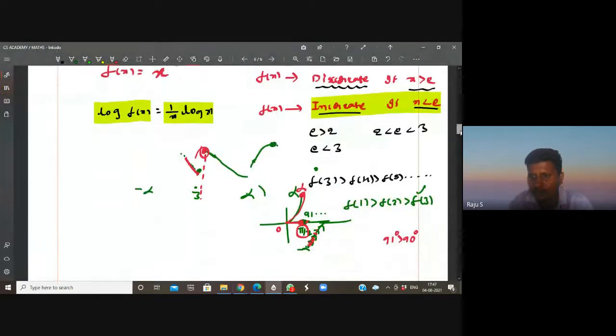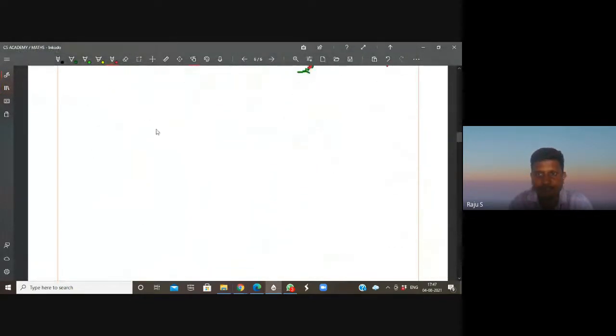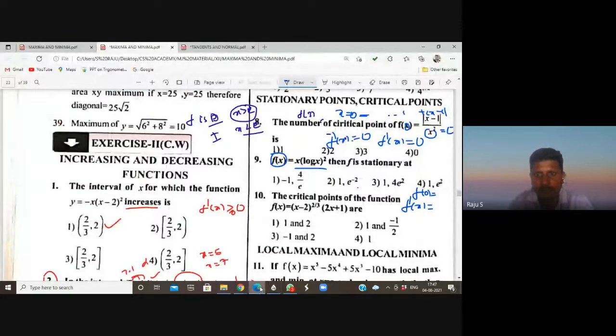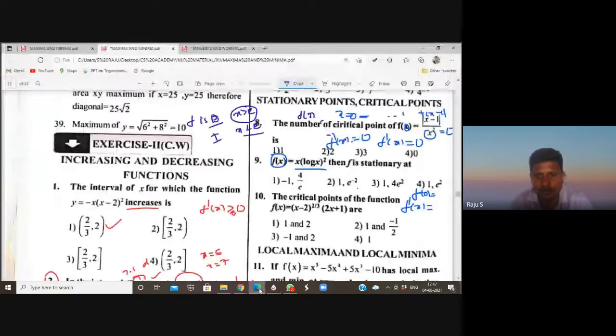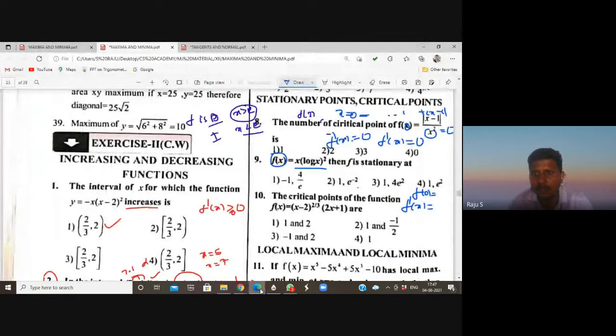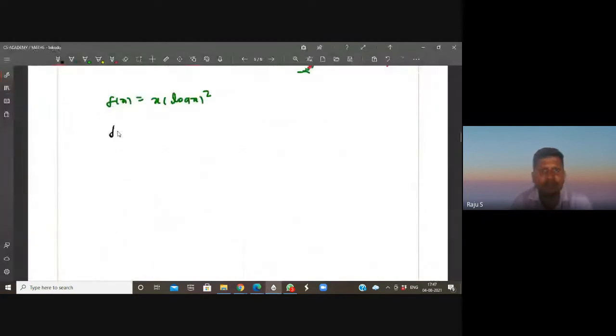Okay, right. Here, the next question is: what is (x log x) the whole square? Now, f is stationary at, simple. If they are asking stationary, directly find f dash of x and equate it to 0. So, UV rule. So x into 2 into log x, with derivative 1 by x.